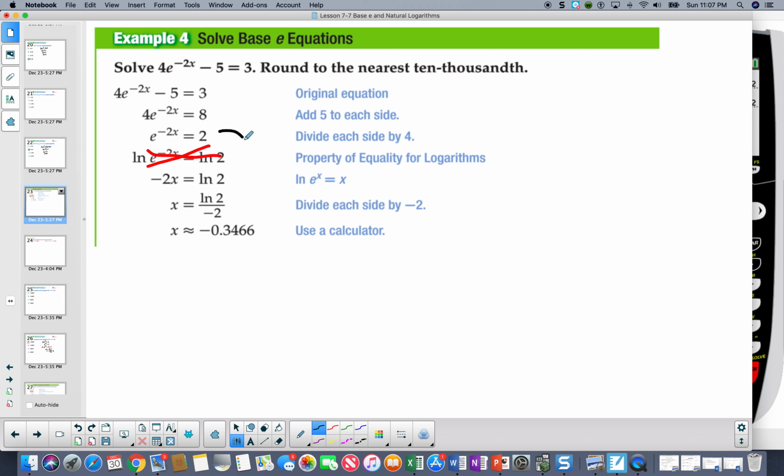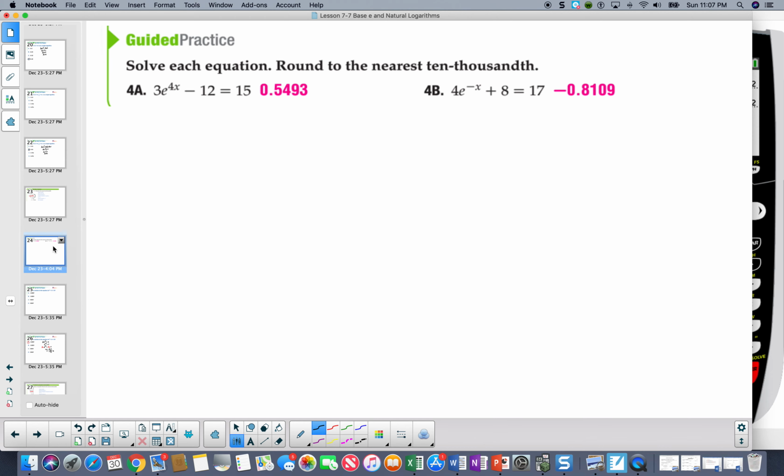We can go from this step to here because we can go from an exponential expression to a log. So this is the natural log, and here is my exponent. Remember, it has to be isolated. Natural log of 2. Now I want to get x by itself, divide by -2, and then here it is after you use the calculator. Okay, here are the answers.